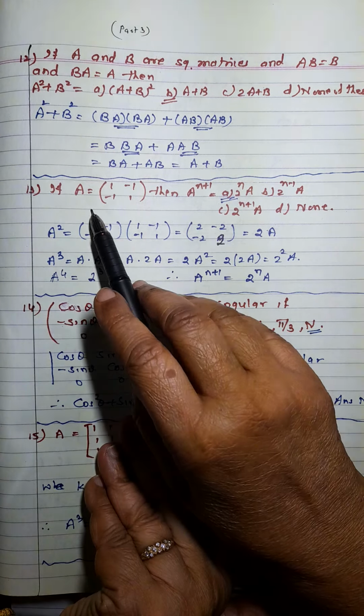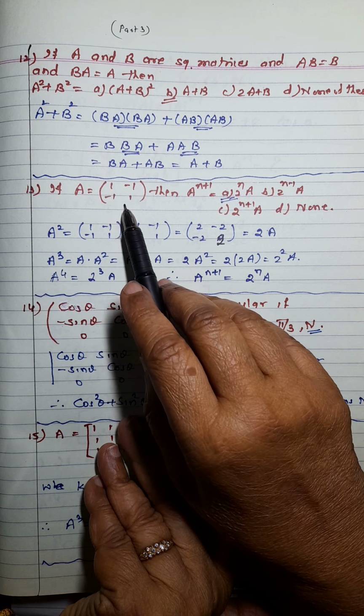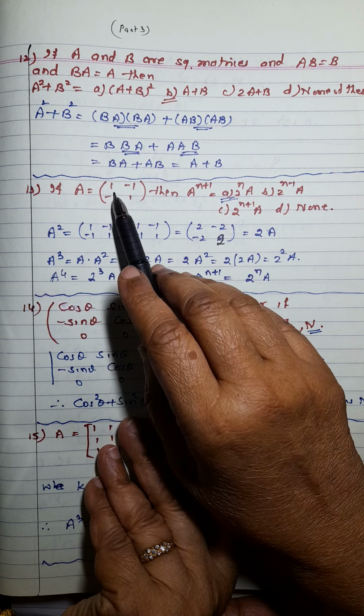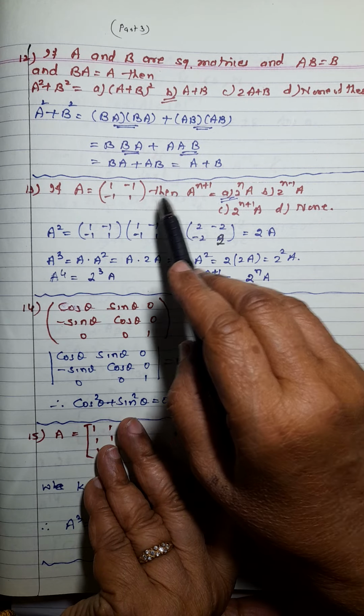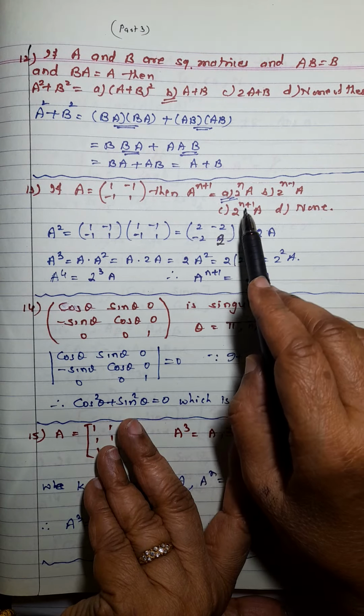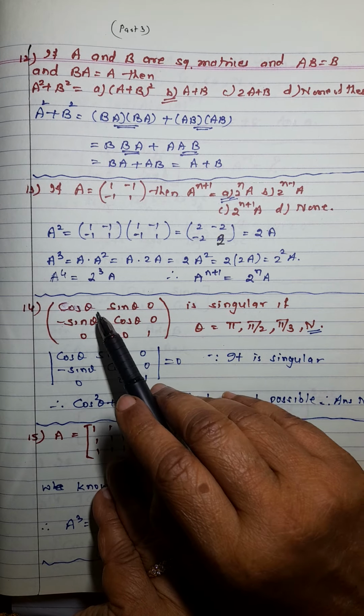Next problem: A is the matrix 1 minus 1, minus 1 1. This is repeatedly asked in the exam. Sometimes the matrix is denoted like this. Then A raised to n plus 1 is, which answer is correct?